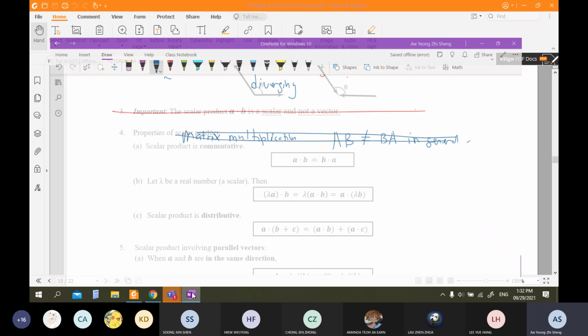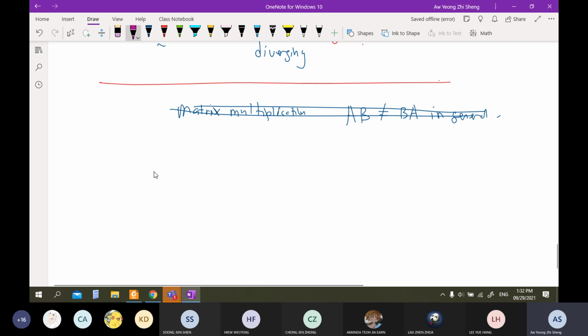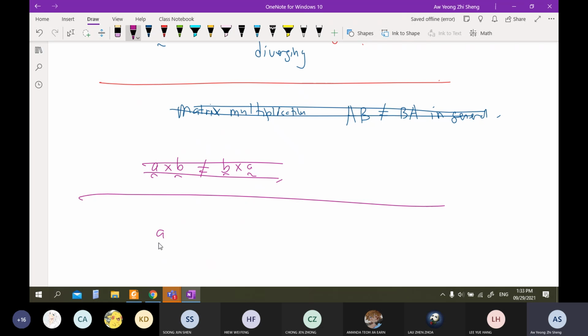So here, this property tells us that when you have A dot B, it is safe to write it as B dot A. It's always safe. So this is a useful thing to know. But later, when we learn cross product, A cross B is actually not the same as B cross A. But now we are not touching this. So for now, we only need to know A dot B is the same as B dot A. It is safe to interchange the order.